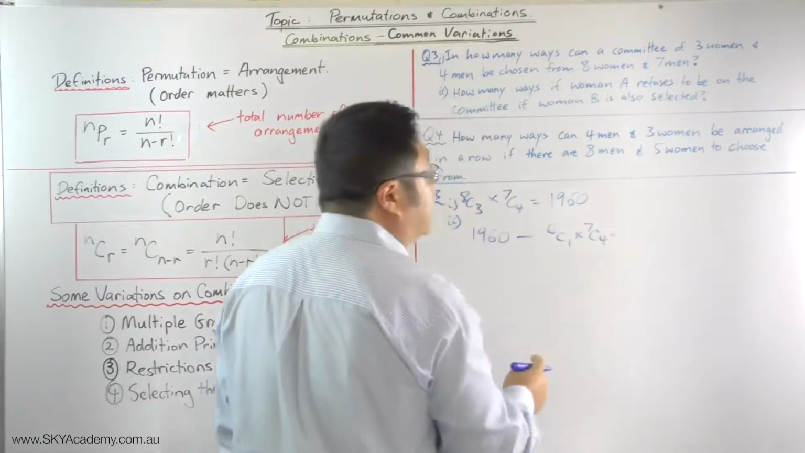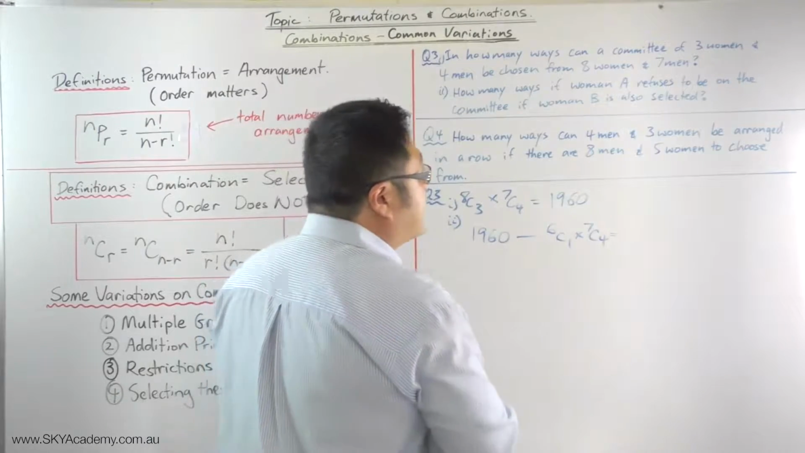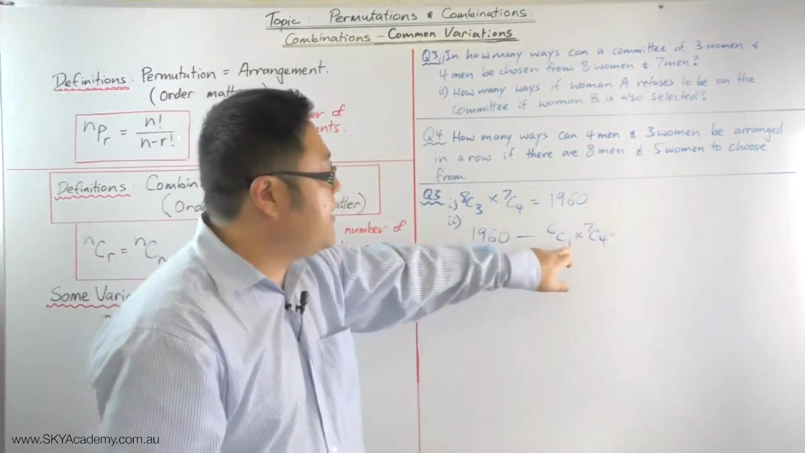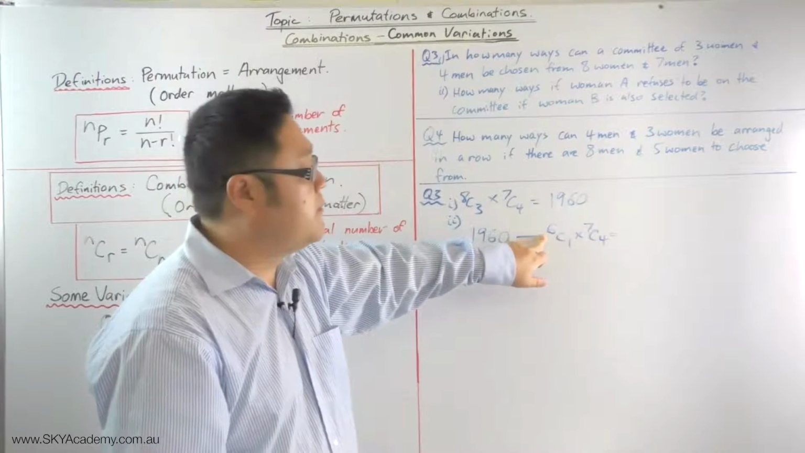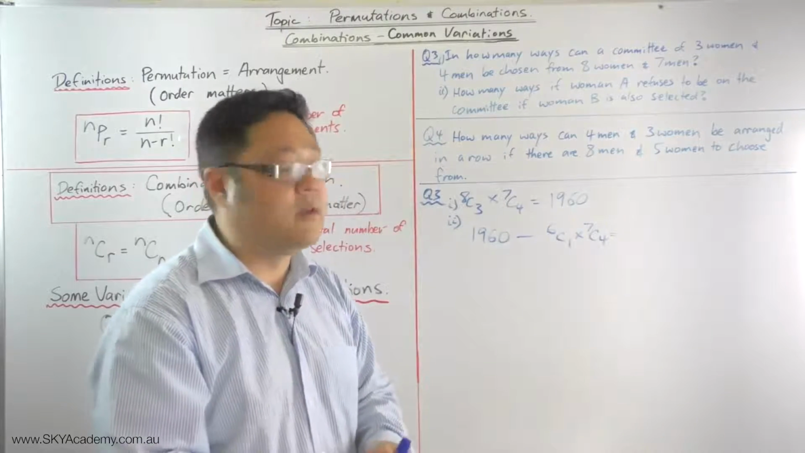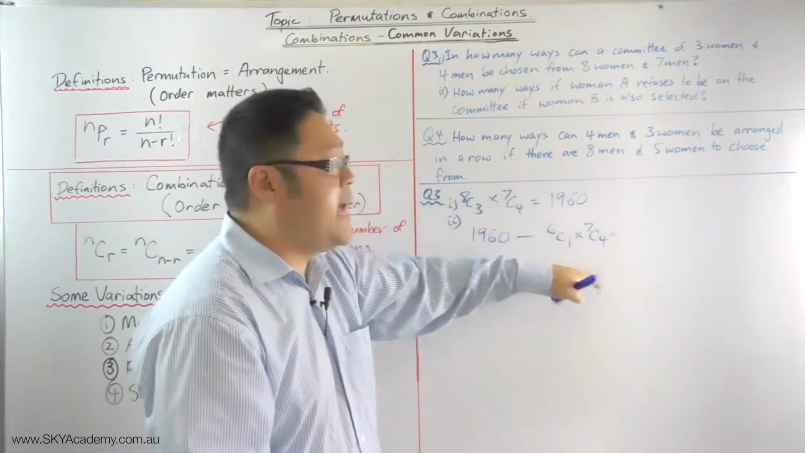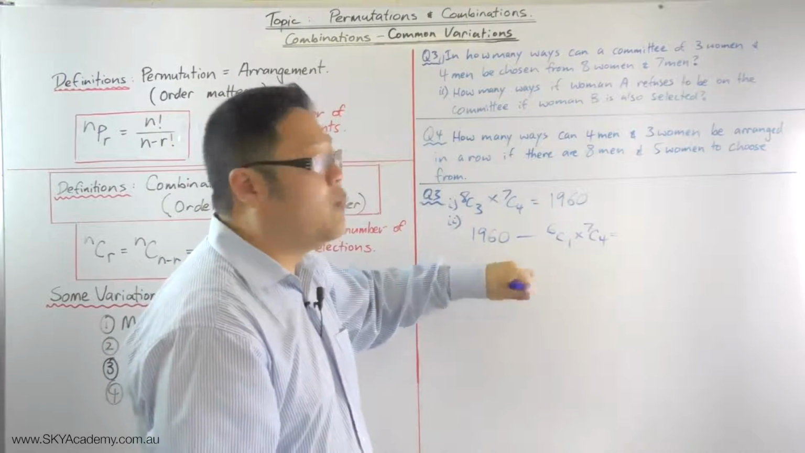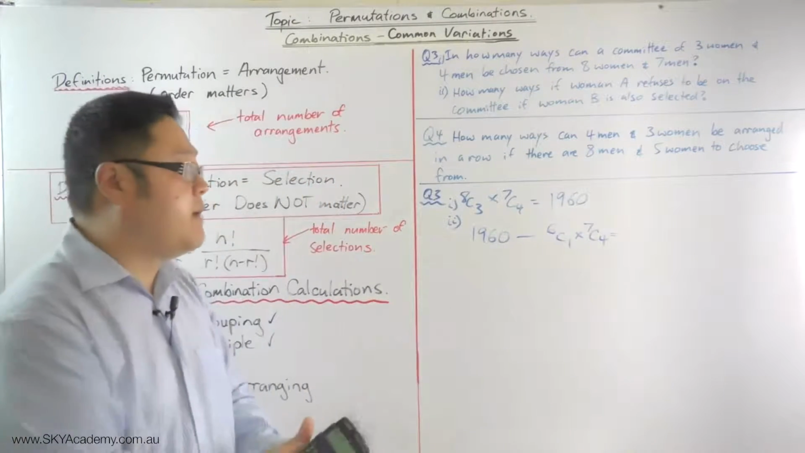Hopefully it does. Because basically what that's saying is we're anchoring woman A and woman B, which leaves 1 other position for 6 other women, and then 4 other men from a pool of 7 men. And that's when A and B are together. That's the total number of combinations. Take one away from the other and that should give you your answer.